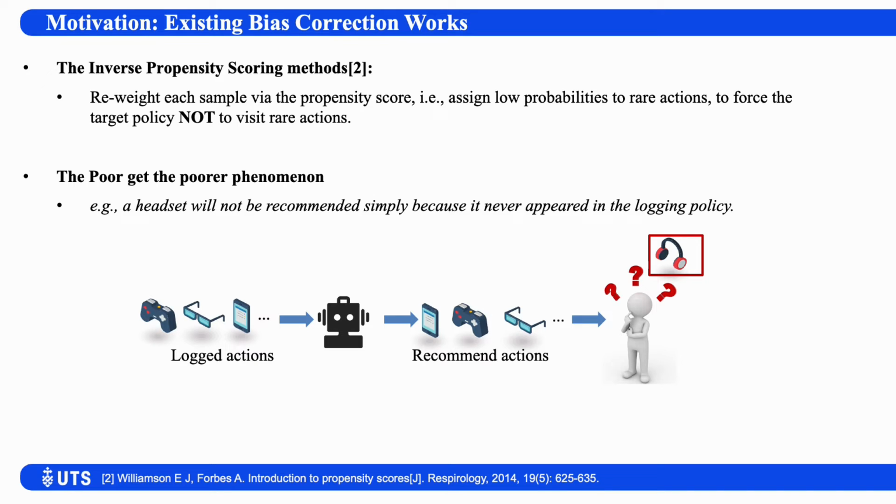As the unobserved actions can never be visited again under the constrained target policy, in the recommendation scenario this manner would result in a phenomenon where a headset will never be recommended simply because it never appeared in the logging policy. This type of method usually limits the exploration ability of the recommendation policy and can also terribly harm user satisfaction by posing wrong recommendation items with low diversity.